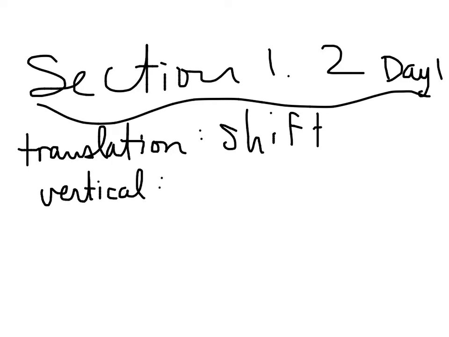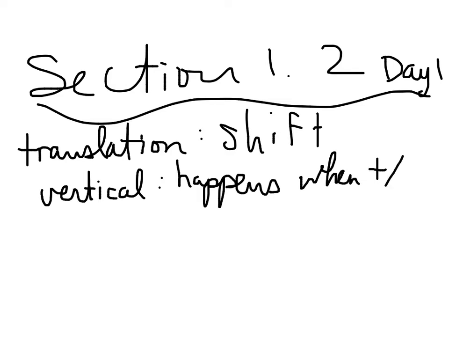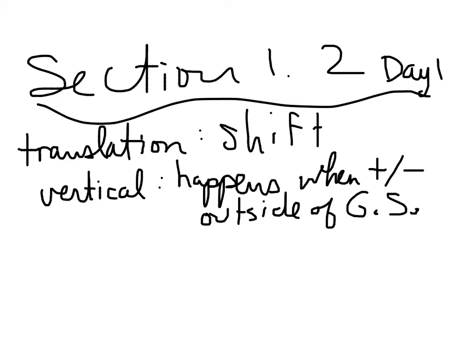And a vertical translation happens when you add or subtract outside of grouping symbols. I'm going to abbreviate the words grouping symbols as GS, just so you guys are aware of it. So when I add or subtract on the outside, that's going to shift it up if it's positive, down if it's negative.